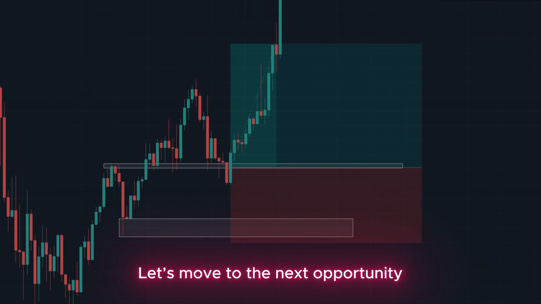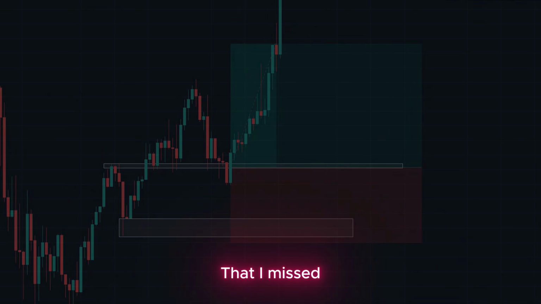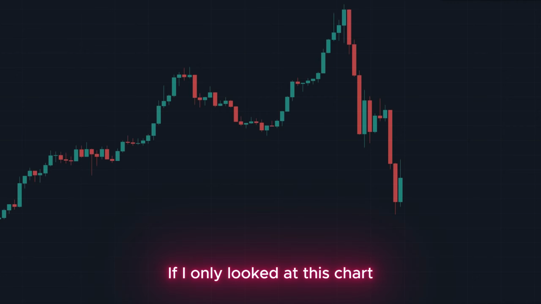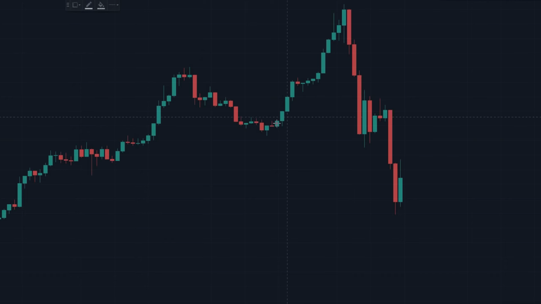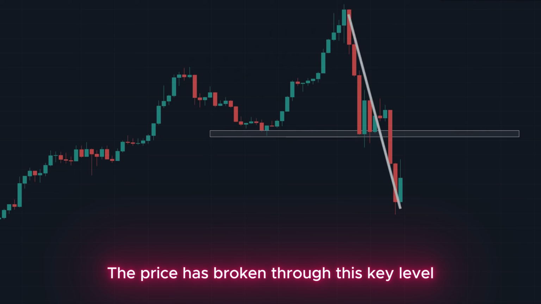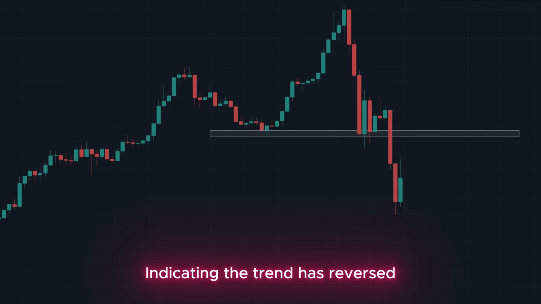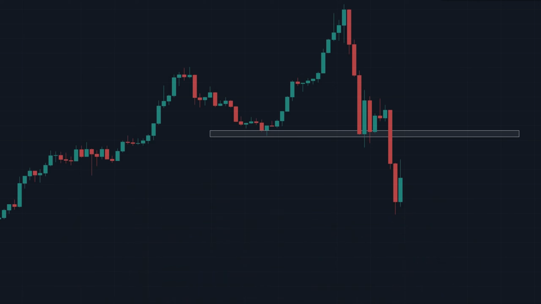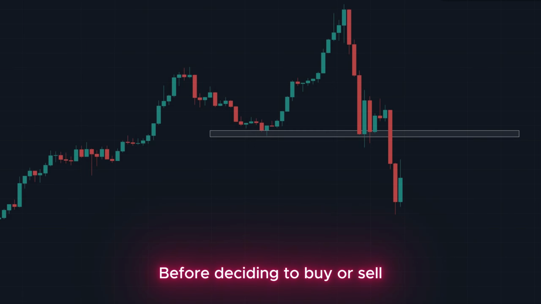Let's move to the next opportunity that I missed. If I only looked at this chart, we can see this is the key level. The price has broken through this key level, indicating the trend has reversed from an uptrend to a downtrend. So, should we look for a sell order in this case? Before deciding to buy or sell, look at multiple time frames at once.